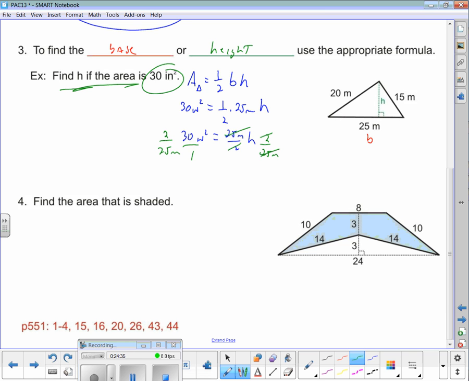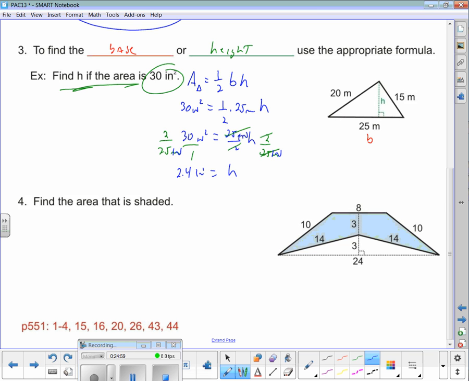2 times 30 divided by 25. 2 times 30, that should be inches, by the way. Inches, inches. Scribbled out inches. I'm trying to go too fast. So anybody got it? 60 divided by 25 is, Nick? Say it again.